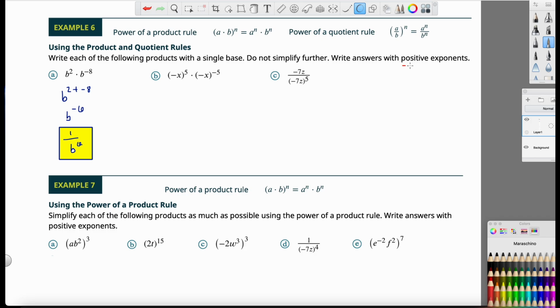So right here we're just using the negative exponent rule again for part A. For part B, same thing. We're going to add the exponents, negative x to the 0 power. That's going to be 1.